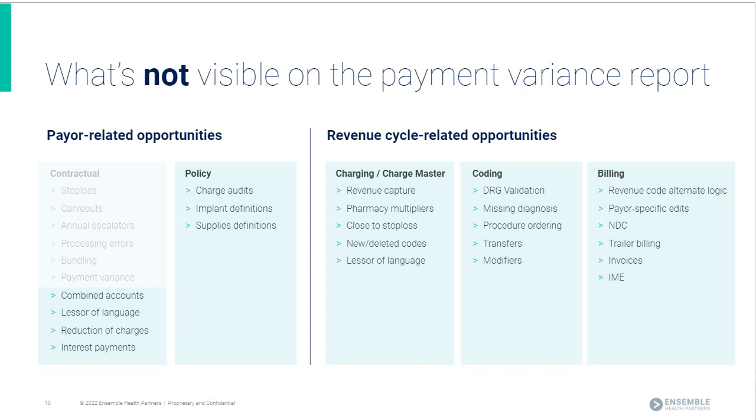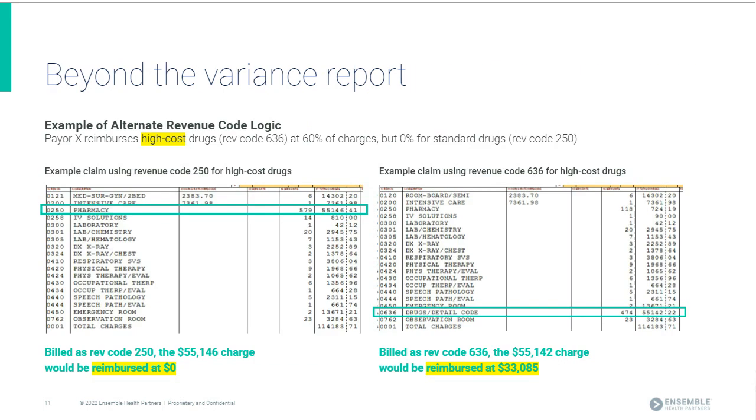So let's take a look at a couple of examples of going beyond the variance report. On the left is the first bill that went out the door. On the right is a corrected claim that went out the door. This is, for example, a payer that reimburses high-cost drugs at 60% of charges, but you will get zero for your standard drugs. On the left, this claim initially went out, and you can see the pharmacy highlighted there with a 250 revenue code for $55,000. For this payer, you would be reimbursed absolutely zero for those drugs.